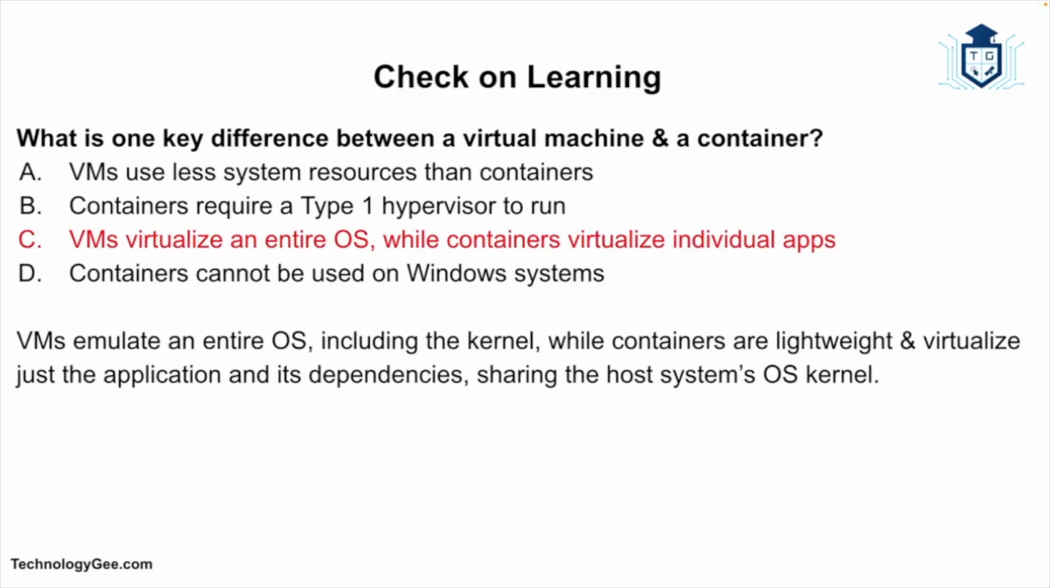And the correct answer is VMs virtualize an entire operating system while containers virtualize individual apps. So VMs emulate an entire operating system, including the kernel, while containers are lightweight and virtualize just the application and its dependencies while sharing the host system's operating system kernel.